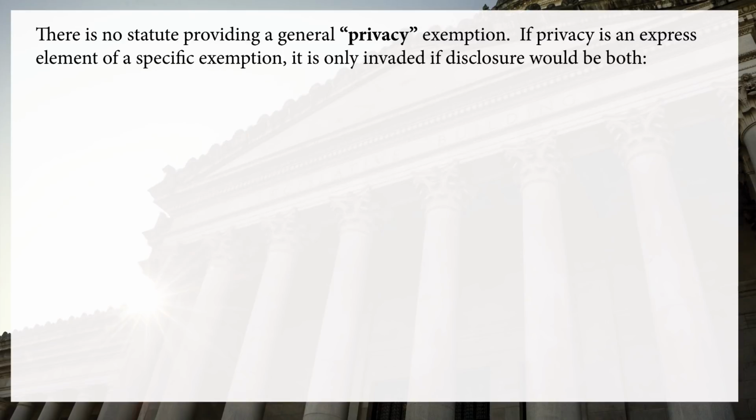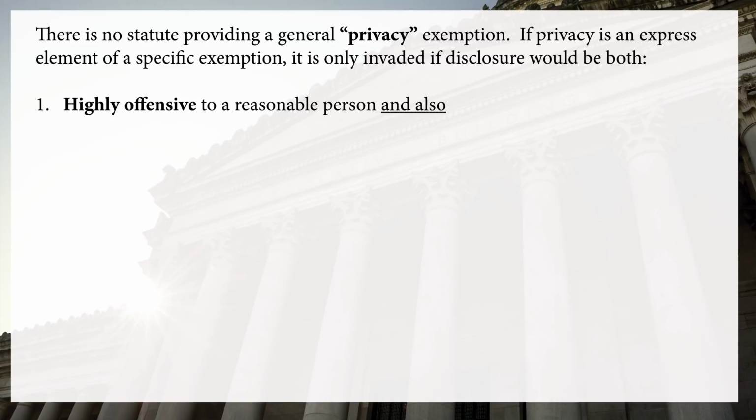There is no statute providing a general privacy exemption. If privacy is an express element of a specific exemption, it is only invaded if disclosure would be both highly offensive to the reasonable person and also not of legitimate concern to the public. Exemptions in the Act must be construed narrowly. The general rule is that an agency redacts or withholds only the exempt information and produces the non-exempt information.